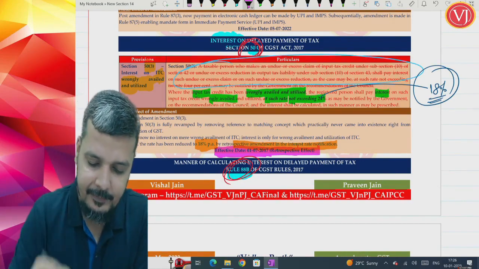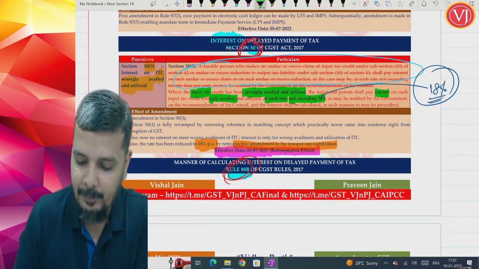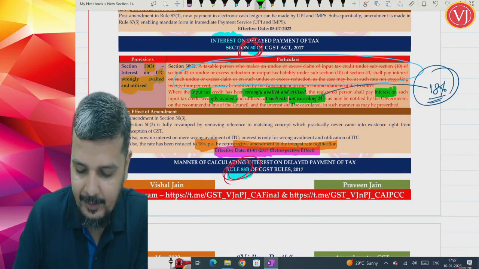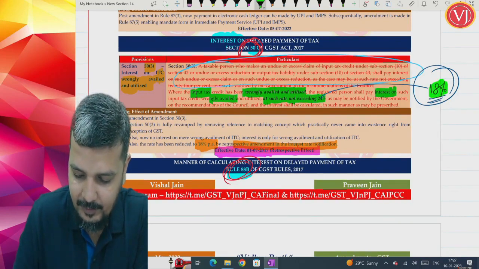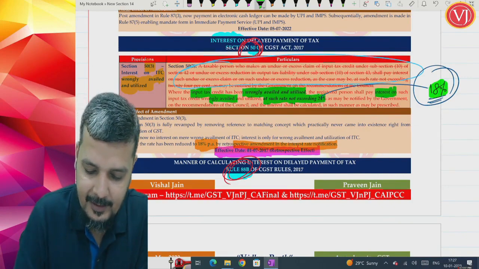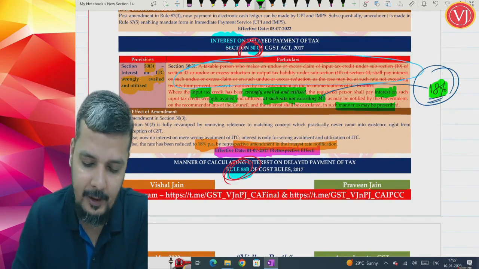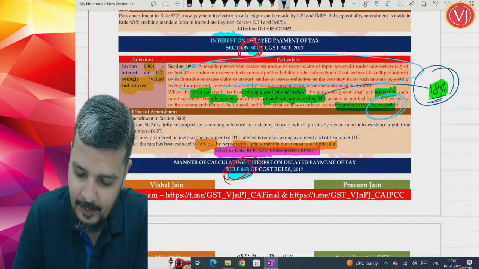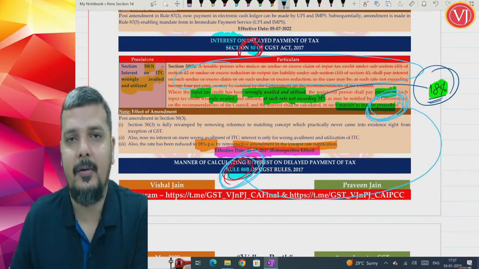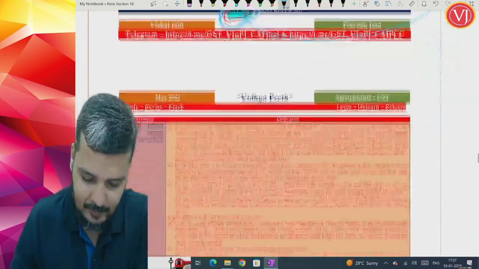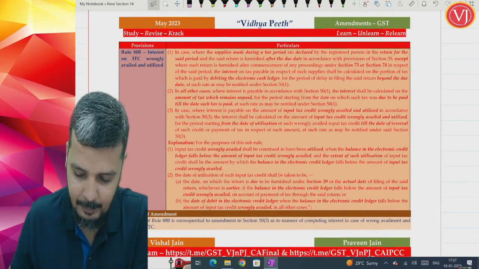Now coming back here, when your ITC is wrongly availed and utilized, you need to pay interest on that at a rate not exceeding 24%. The rate is now 18%, right, in a manner as may be prescribed. So how it will be calculated is given in rule. Now when you talk about the term prescribed, you need to see the rule. So how interest will be calculated is given in rule 88 sub rule B. Rule 88 sub rule B.